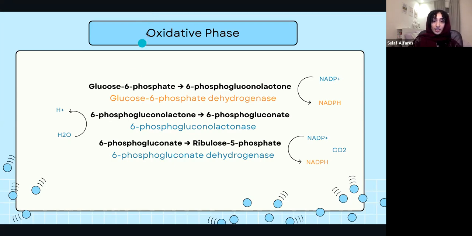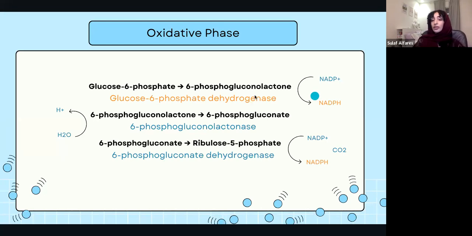Okay. A rate limiting step is basically the slowest step in a metabolic pathway, and it determines the overall rate of the pathway, okay? So in our case, the pentose phosphate pathway, glucose 6-phosphate dehydrogenase is going to facilitate the rate limiting step, and it's also going to produce the first NADPH of this pathway, okay? We said NADPH is one of the most important products of this pathway.